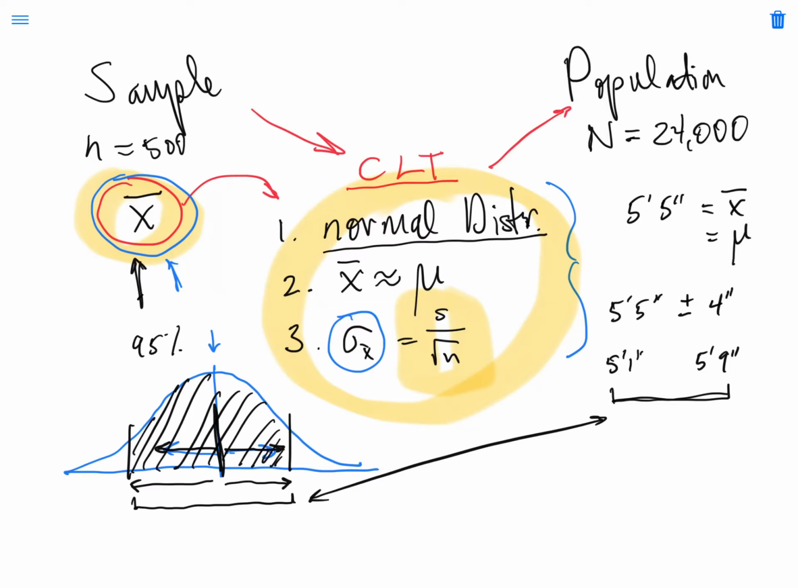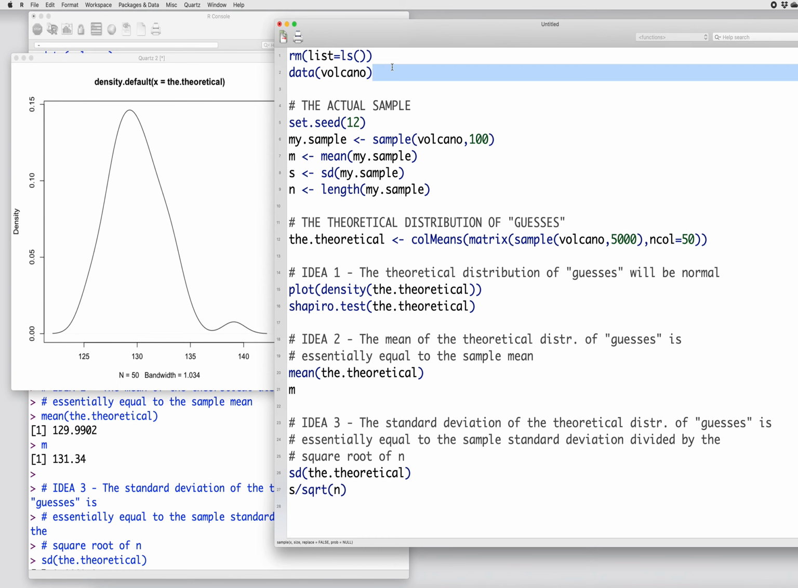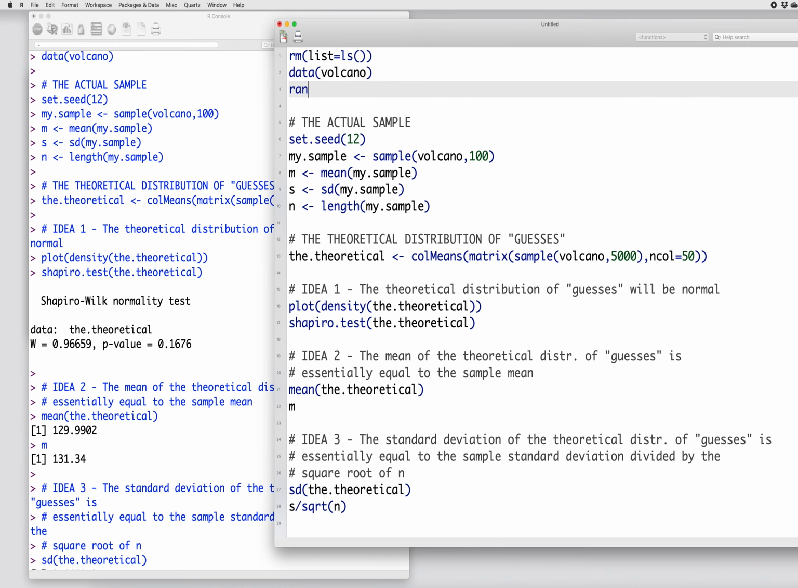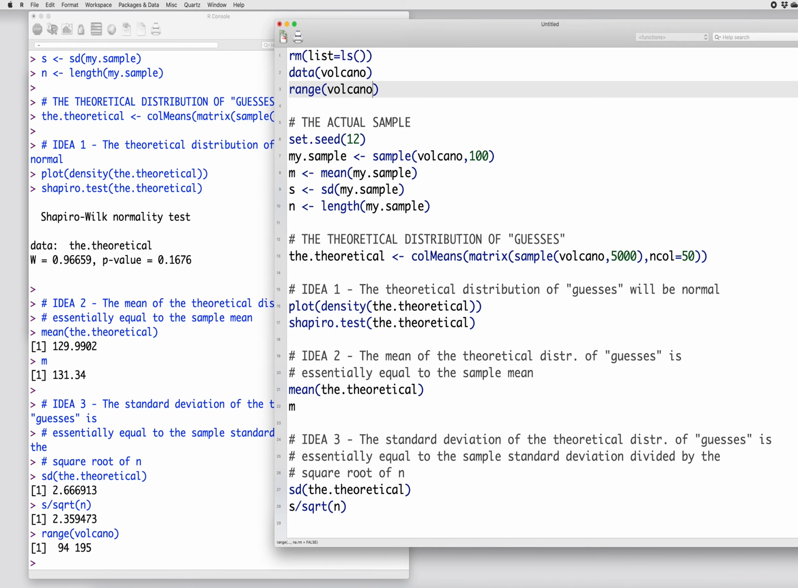Let's take a look at that in R. I've already typed out all the R script, but let's just go through what we're doing here. Here I'm cleaning off my workspace to make sure that I do not have any lingering values from some previous analysis that may confuse me at this point. I am opening up the volcano data set, which is an elevation data set of a volcano in New Zealand. Just to give you some idea of what the data look like, it ranges from 94 meters above sea level to 195 meters above sea level.